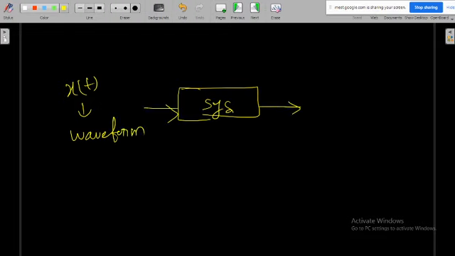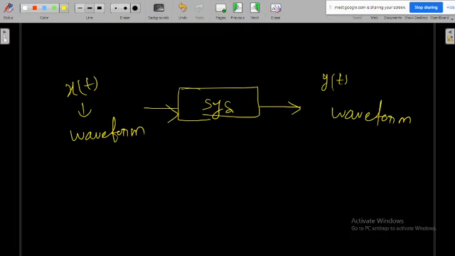Again, what is the output? Output is y of t. Again, you will get some different waveform only. The input could be step or impulse or any other finite duration signal. Whenever the waveform is there, how to identify whether the given signal x of t is bounded or unbounded? It's very simple.